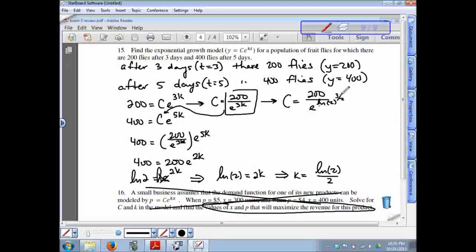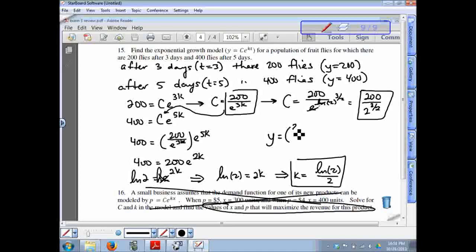And now we have e to the natural log of 2 to the 3 halves. E and natural log are inverses of each other, so those cancel out. So your value of c is 200 over 2 to the 3 halves. So we know the value of k, and we know the value of c. We can finish our model. y equals 200 over 2 to the 3 halves times e to the natural log of 2 over 2 times t.